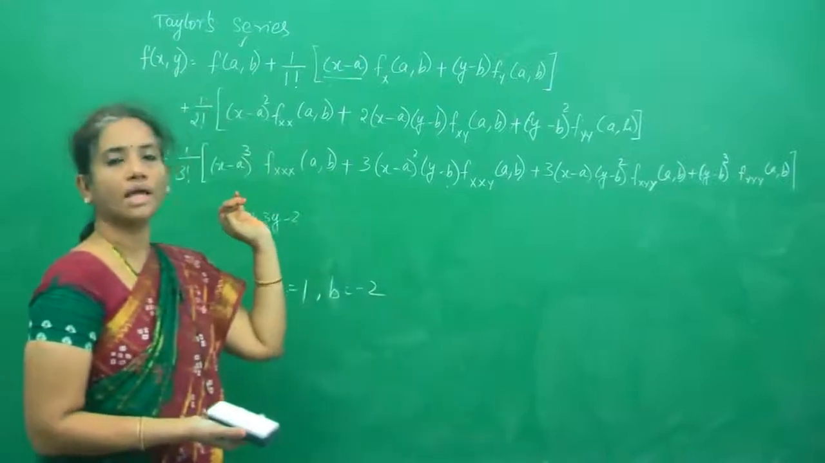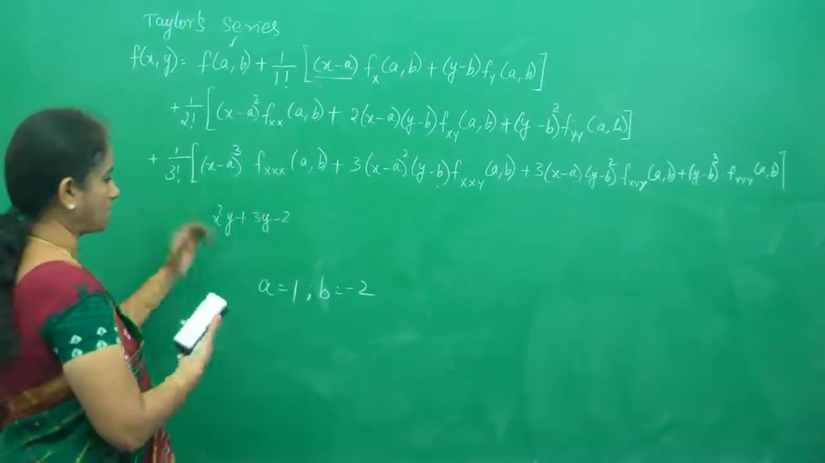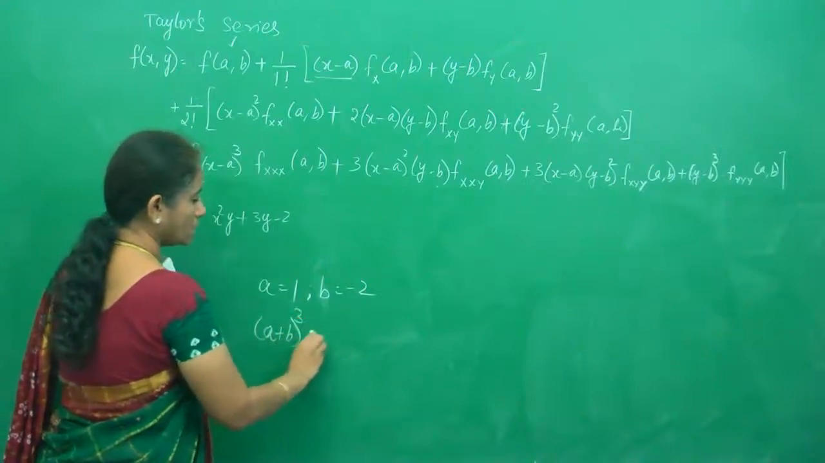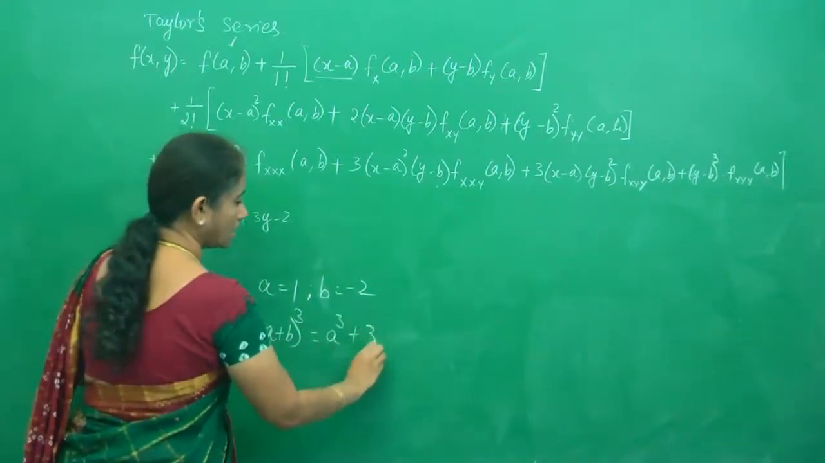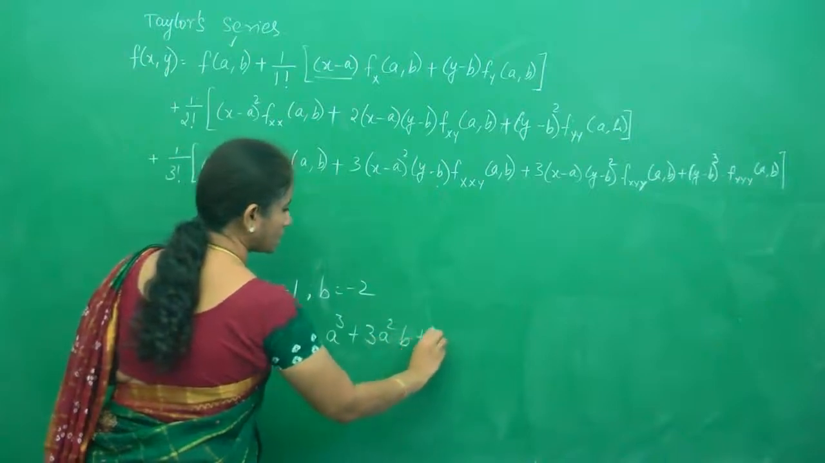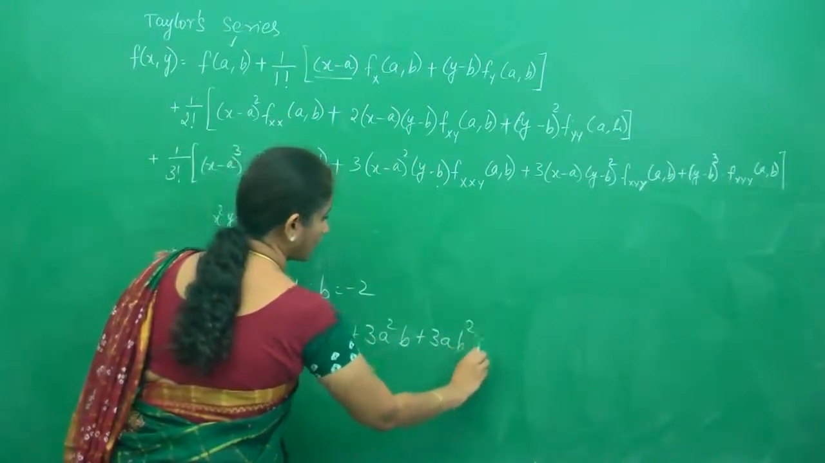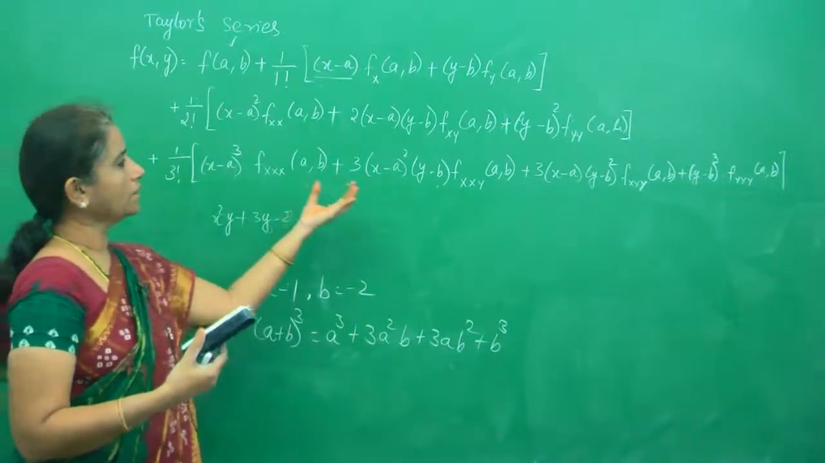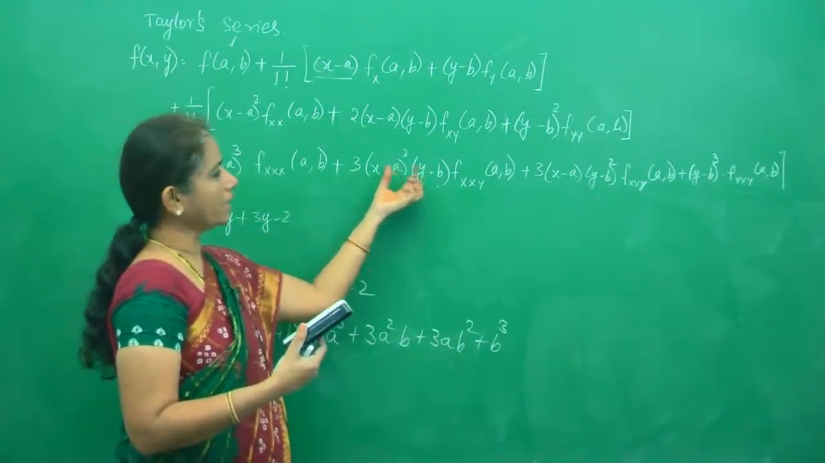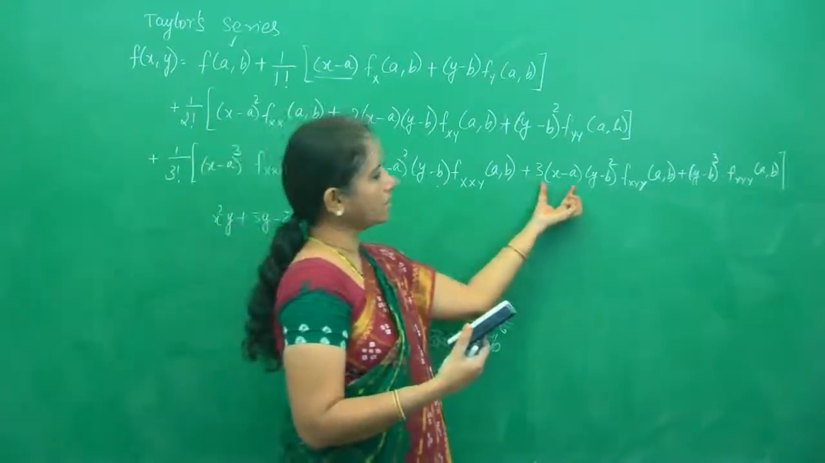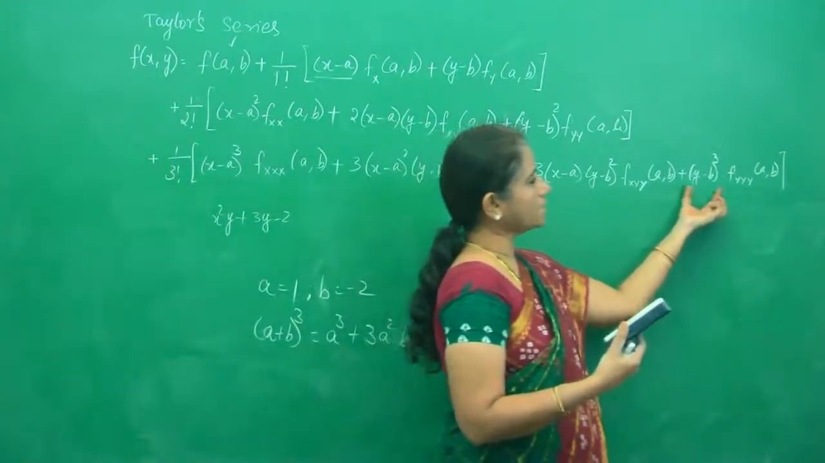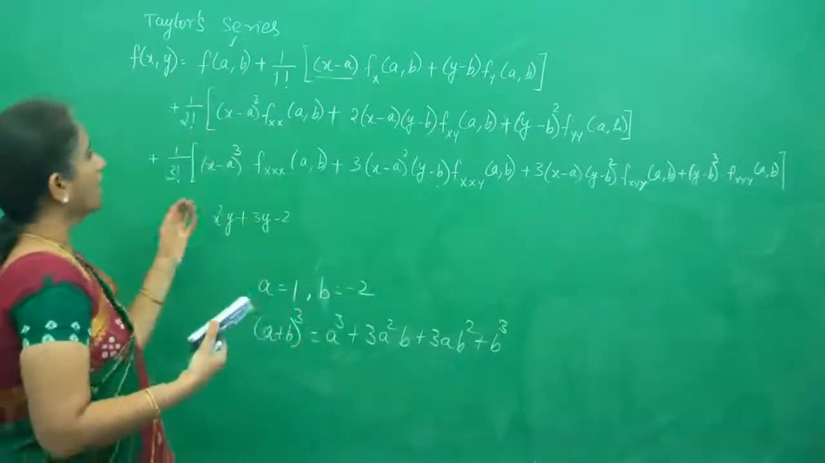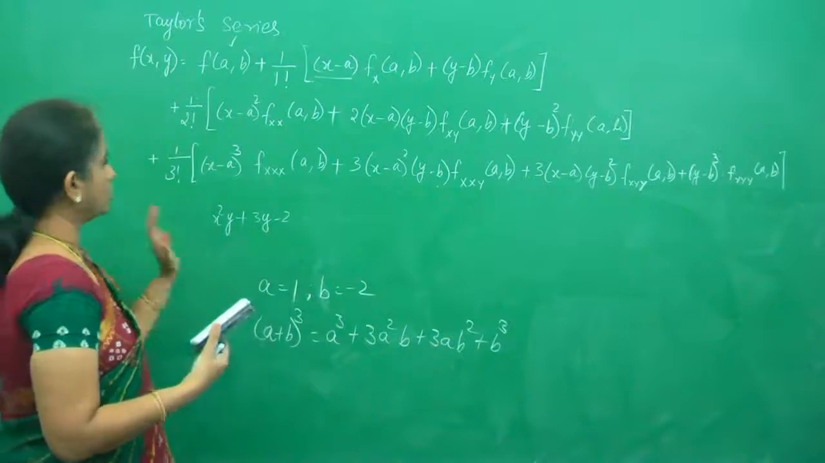And your third line looks like a plus b whole cube expansion. And what is a plus b whole cube? Is a cube plus 3a squared b plus 3ab squared plus b cube. So does it look like a cube plus 3a squared b plus 3ab squared plus b cube? Okay, so that part we have understood how to memorize. They will not ask you the fourth one, so don't worry about it.